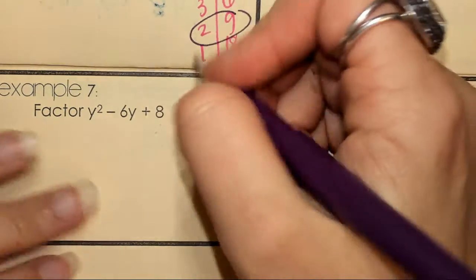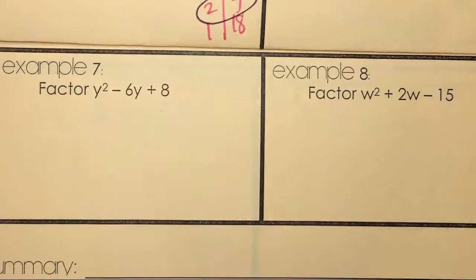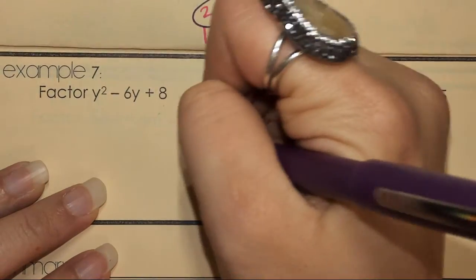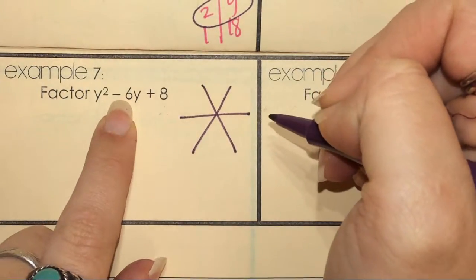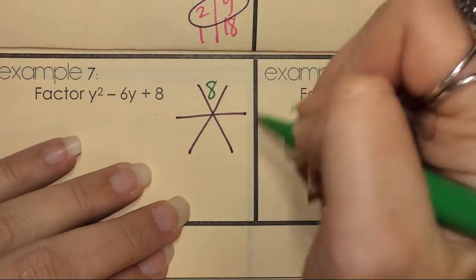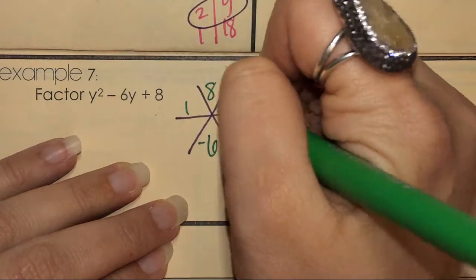Alright, number 7. What is different about number 7? It's negative. What's negative? It's Y. This is negative. Alright, so what goes on top? 8. Bottom? Negative 6. 1 and 1.